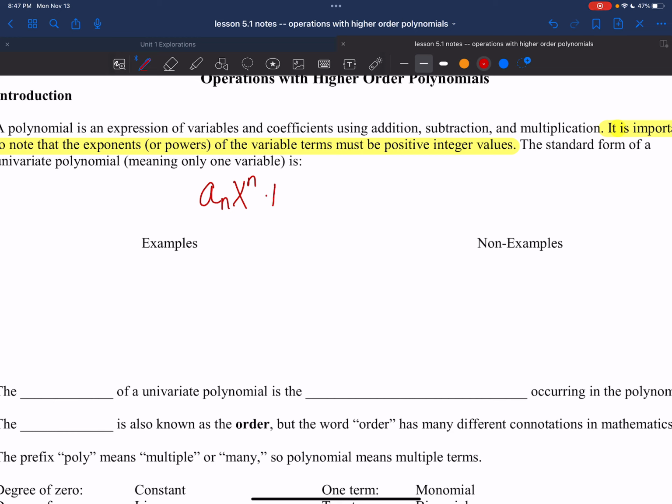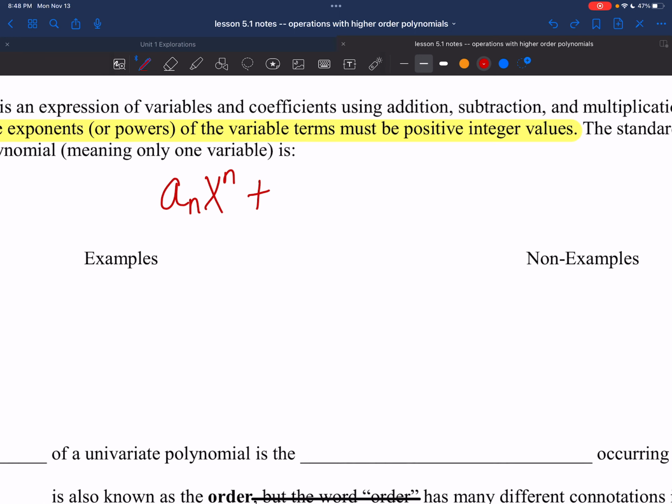That's it. And so, what's one exponent less than n? Well, that would be n minus 1. I'm going to zoom in here. Say a sub n minus 1, and this is x to the n minus 1. You see, because n minus 1 comes before n. So this is the standard way to start writing that.